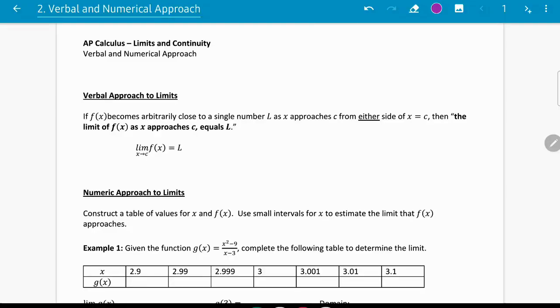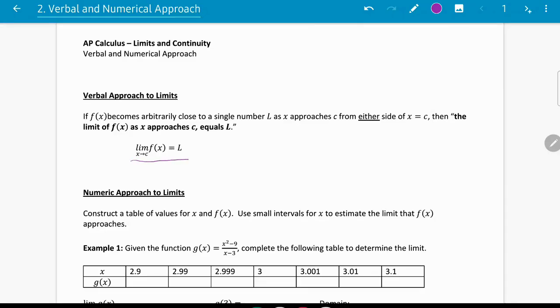So this is the beginning of limits and continuity in AP Calculus, and we're going to begin with our verbal approach to limits. The verbal approach to limits simply is the definition of a limit. If f of x becomes arbitrarily close to a single number L as x approaches c from either side of x equals c, then we can state that the limit of f of x as x approaches c equals L. And that is given by this mathematical statement here.